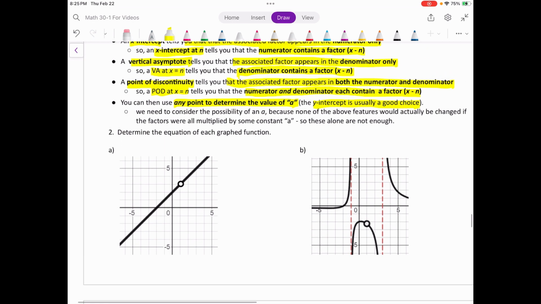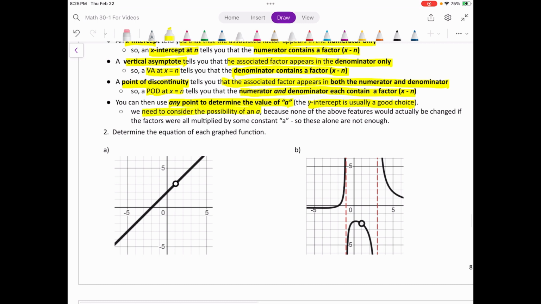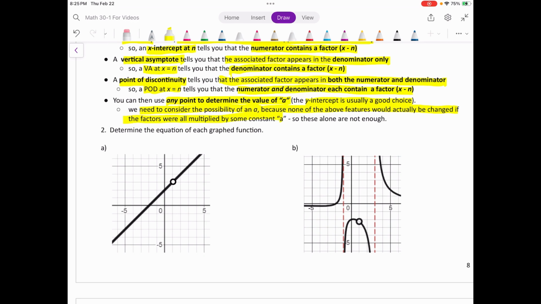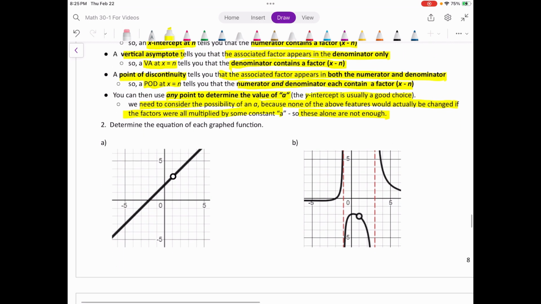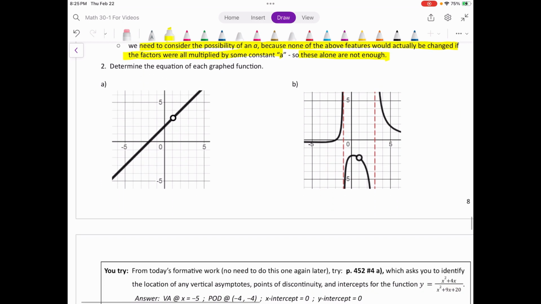Okay, and again, like I just said, we need to consider the possibility of an A because none of the above features would actually be changed if the factors were all multiplied by some constant A. So those alone are not enough to definitively determine the equation because there could be some A and it would still have all of those features. So determine the equation of each graph function. Let's put this into action here.